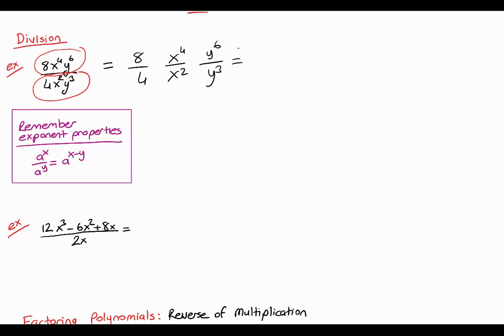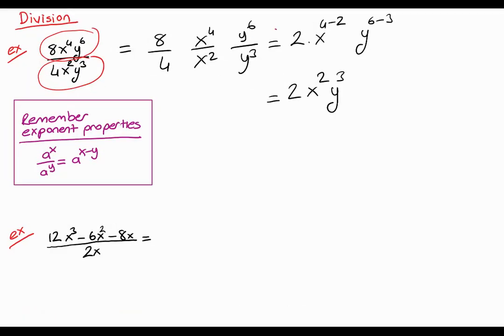So for 8 divided by 4, I have 2. So x to the 4, x to the 2. I'm doing x to the 4 minus 2, and y to the 6 minus 3. So I will get 2x squared y cubed. Okay, let's see another example.